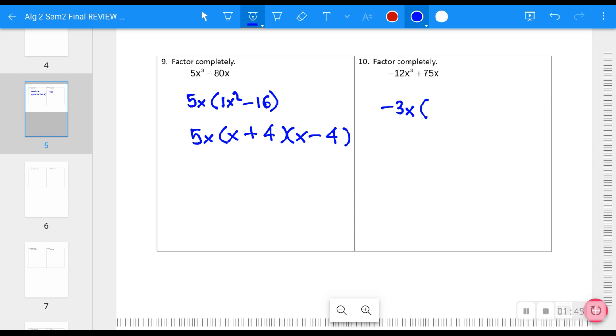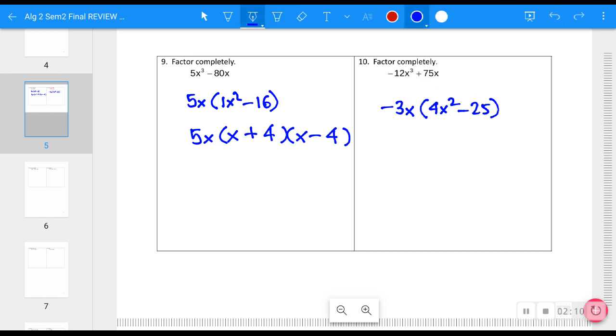And negative 3x times the first blank has to give that negative 12x cubed. So we'll put a 4x squared there. And then the back half has to be negative 25. And you can distribute here to check that initial step. That would give this one. And the second half of the distributing gives negative 75x.